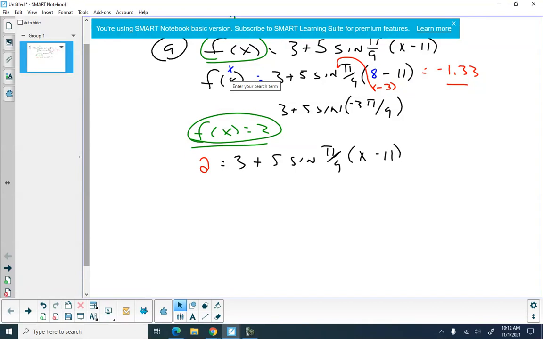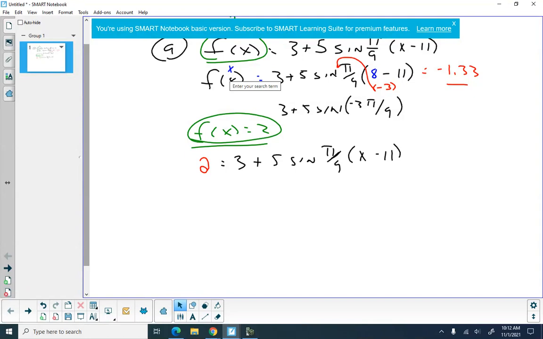Each one of these problems is going to be solved the exact same way. The first thing you want to do is subtract your vertical phase shift of 3 over, your constant out in front. Subtract that to the other side. So take your 3, subtract it to the other side. And once again, this will be the same each and every time.